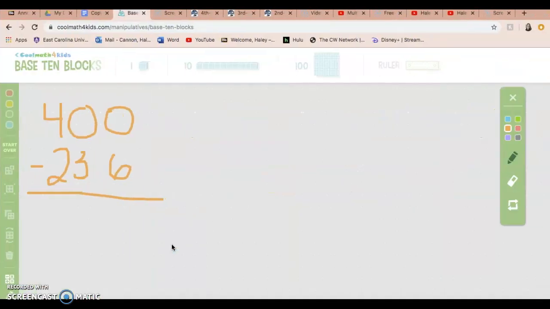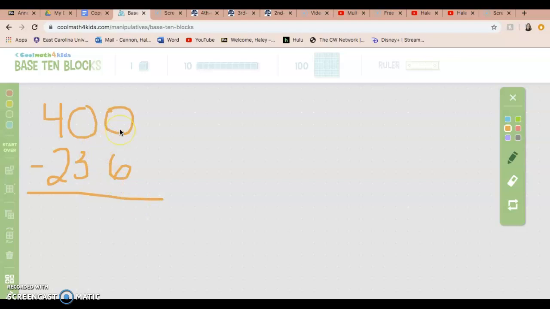So today we're going to be learning about how fourth graders would solve 400 minus 236. Students will start using algorithms when they enter the fourth grade, and we're going to be using a subtraction algorithm to solve this problem today.